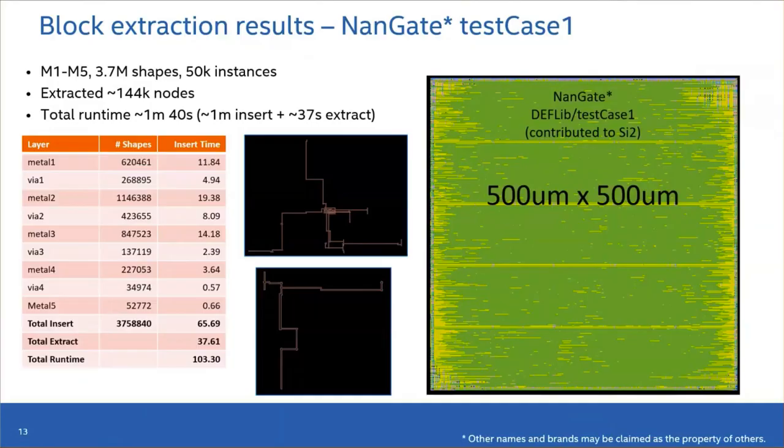I have not checked this recently. I would presume that it would be better, if anything, based on recent work. But it took about 1 minute to insert the shapes into the engine, and then about 37 seconds to extract after they were inserted. I have a breakdown of shapes if you want to look at that later on. But you can see that it was able to pull out something sensible, basically.